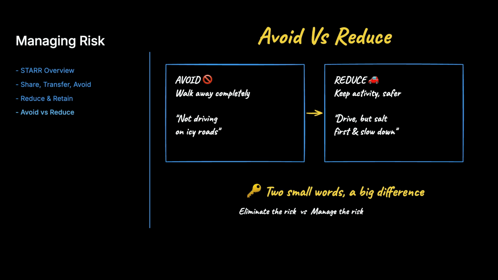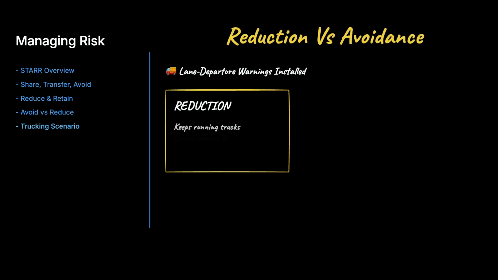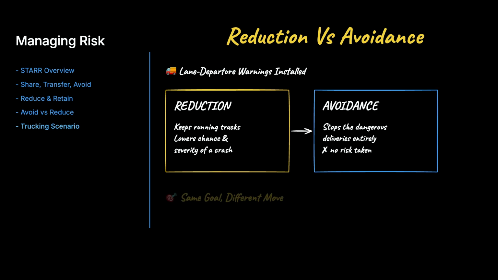Choosing not to drive on ice is avoidance. Driving but salting first and slowing down is reduction. 2 small words, a big difference. Try one with me. A trucking company installs lane departure warnings to cut accidents. Which technique? Reduction, because the company keeps running its trucks but lowers the chance and severity of a crash.